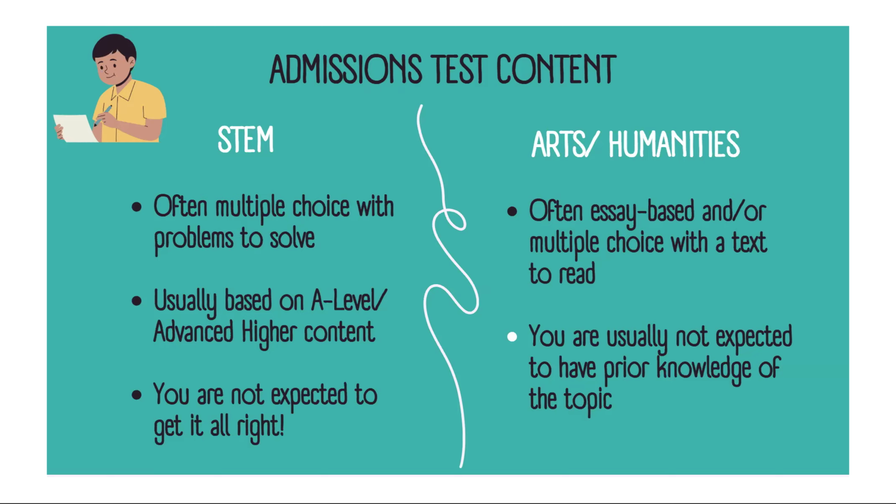In the arts and humanities, it's often an essay to write and or a multiple choice with a text to read. Typically, it will be things that you haven't really thought about before in school. So you're usually not expected to have prior knowledge of the topic, but it's testing your ability to write a structured essay, make an argument in a set amount of time, or to analyze a text that you've been given, again, in a set amount of time.